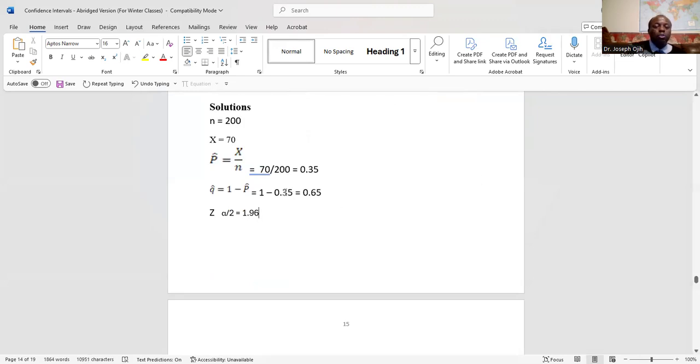And sample size is n. So these are the summary statistics we need to calculate the error, the maximum error of estimate. I'm going to write these summary statistics here. n is 200. x is 70. p hat is 0.35, not 35, 0.35. q hat is 0.65. Z alpha over 2 is 1.96. Now we're ready to find the error.